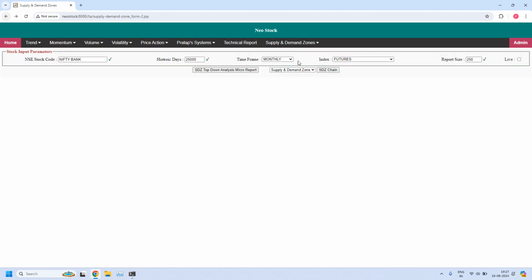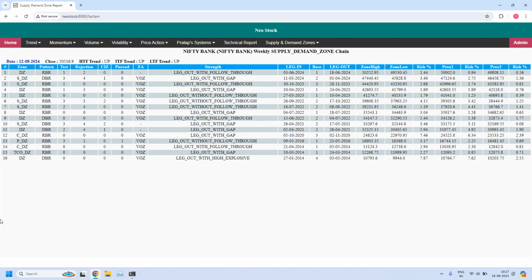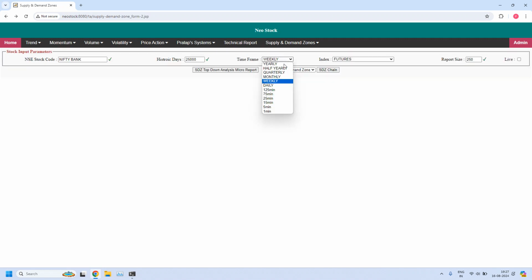And the next time frame is weekly. I'm generating weekly supply demand zone chain for Bank Nifty. The next time frame is daily. I'm generating daily supply demand zone chain for Bank Nifty.